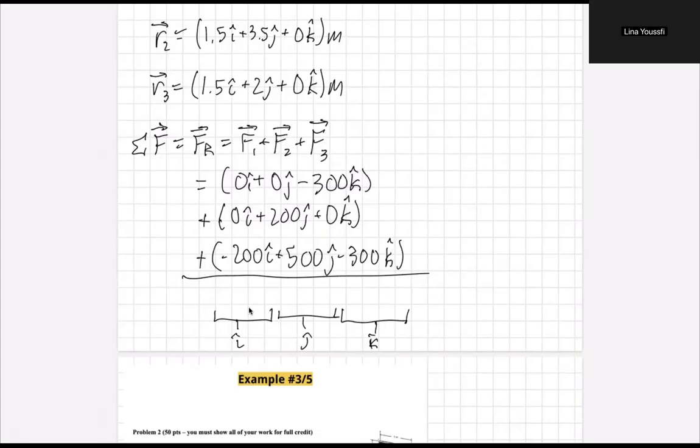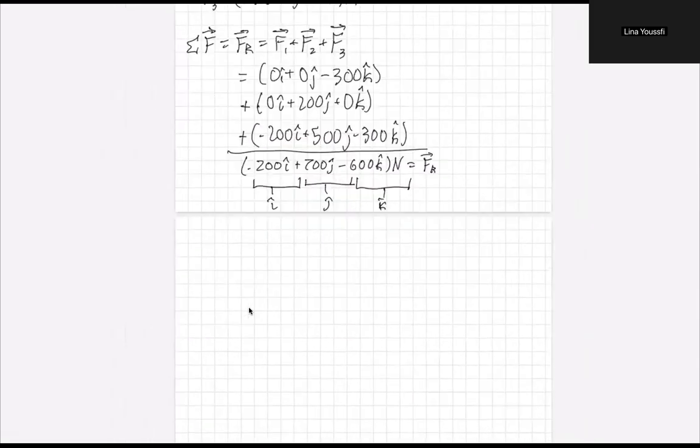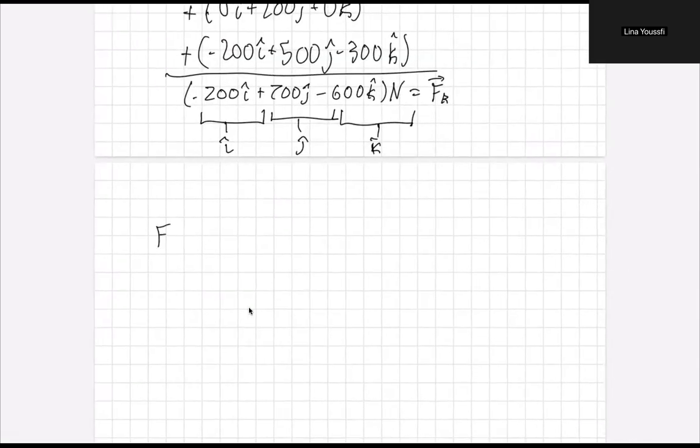And that's going to give me negative 200 in the I hat direction. It's positive 700 in the J hat direction and negative 600 in the K hat direction. And again, these are all newtons. So that'll be my final answer for the resultant force in vector form. All right. And I'll just circle that here.